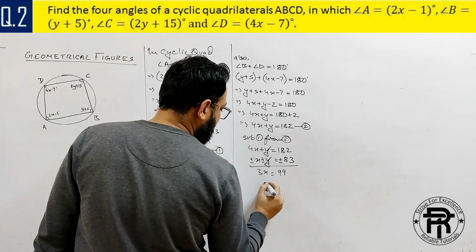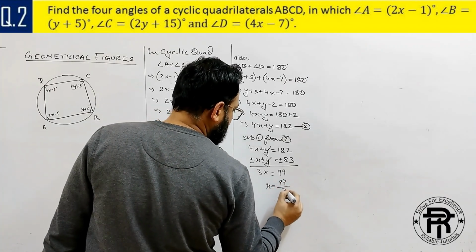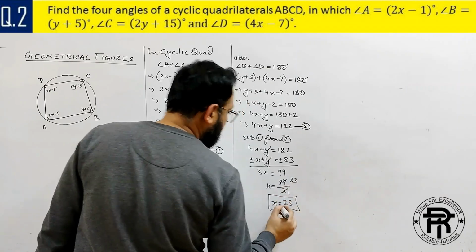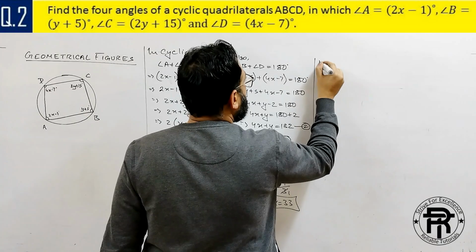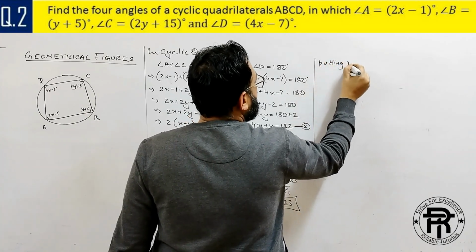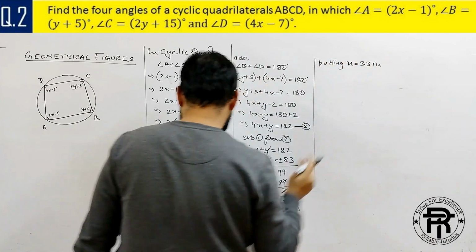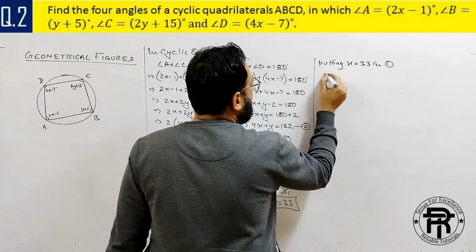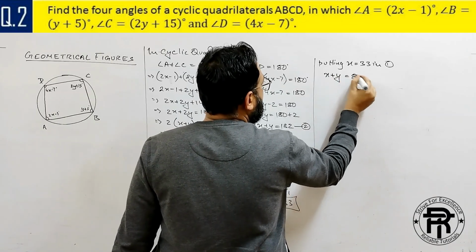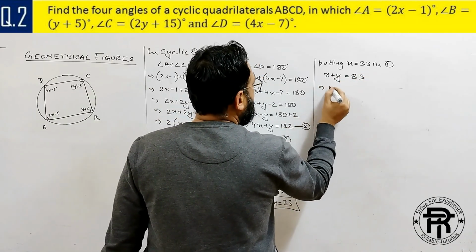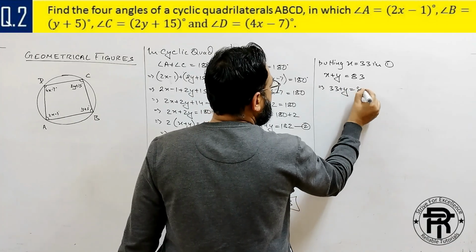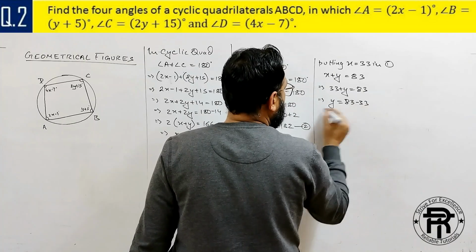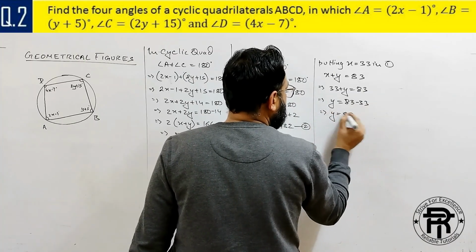So the value of x is 99 upon 3, which is 33. The value of x is 33. Putting x is equal to 33 in the first equation, which I believe is the easiest one: x plus y is equal to 83, so 33 plus y is equal to 83. Y is equal to 83 minus 33. That means the value of y is 50.